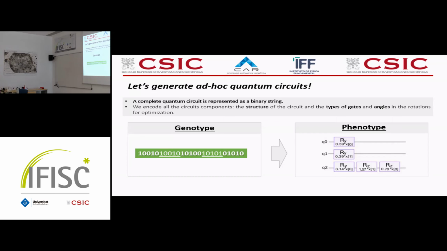the structure, the gate types, and also the parameters. So we're designing a system that is not based on gradient-based optimization. What we wanted to do is to avoid barren plateaus with this system.